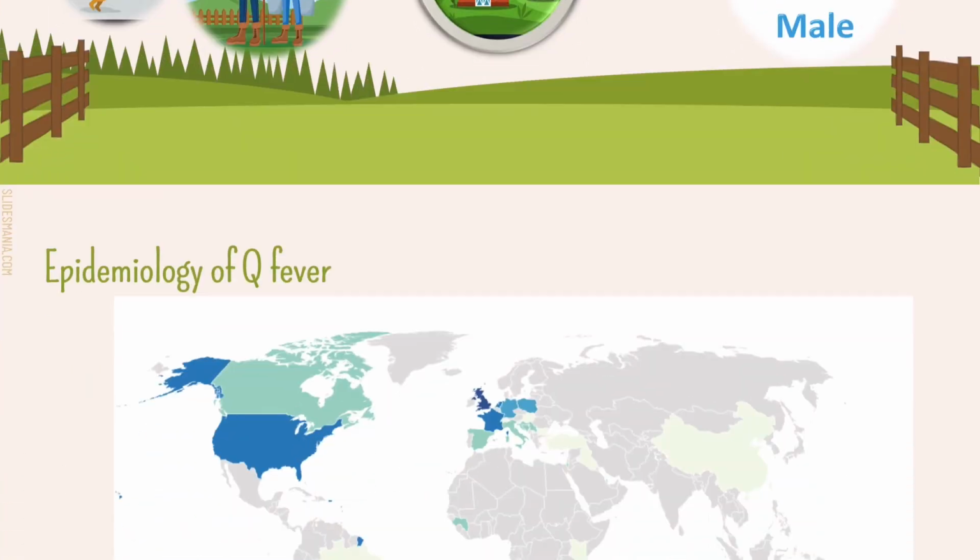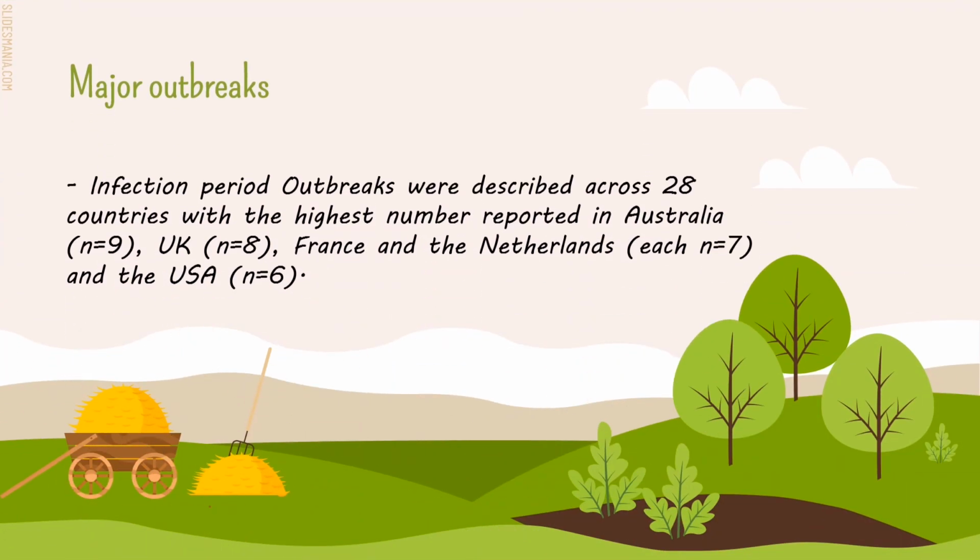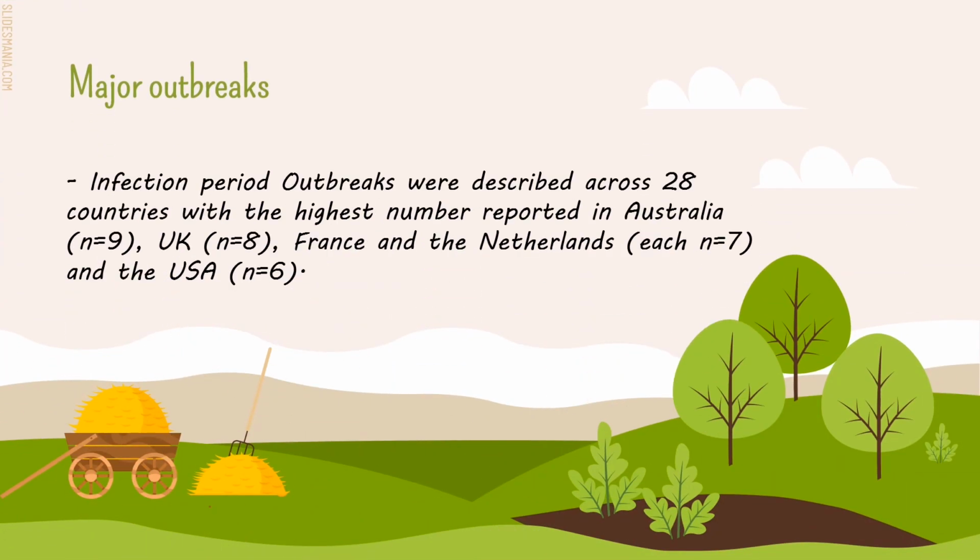Let's move on to the epidemiology of Q fever. You can see in the map that Australia, South America, the Netherlands, and the UK are stained in dark blue, which are the most severe outbreak countries. Research has found that outbreaks were described across 28 countries, with the highest number reported in Australia. Around 9 outbreaks were noted.